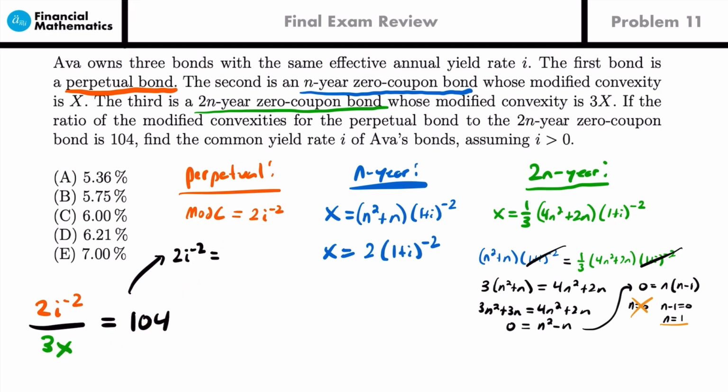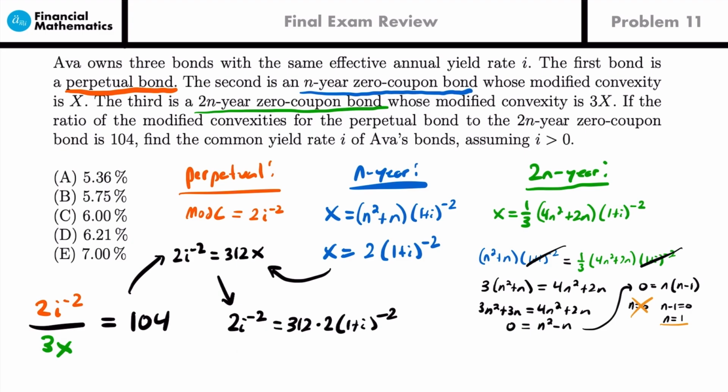104 times 3 is 312, so we have 312 times x. And then rather than solving for x here, let's just plug this expression right here in for x. Okay, that's what I'm going to do at this point. We're just going to put that x right there. And here's the result. We'll have 2i to the power of negative 2 is equal to 312 times 2 times (1 plus i) to the power of negative 2.